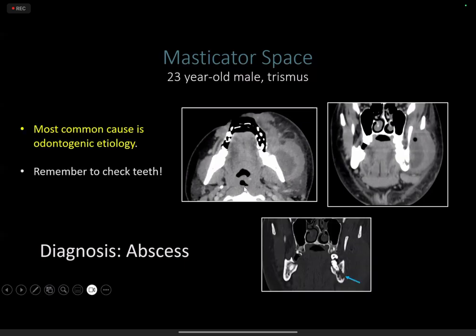Remember that the most common etiology for abscess at the level of the masticator space is odontogenic. So as soon as you find an abscess here, remember to check the teeth as a potential source. So we look at the bone window here, the right side is normal, left side you can see that the patient has developed a periapical abscess, which has busted out of that cortex into that masticator space, causing this rip-roaring infection.